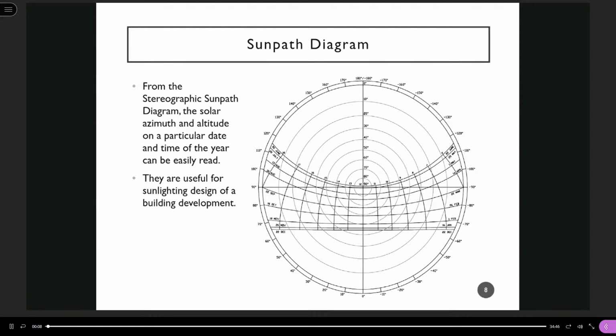So before the break, I mentioned that when we read the sun path diagram, we always use the solar time. So what does it mean by solar time?